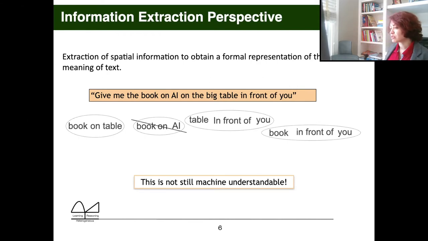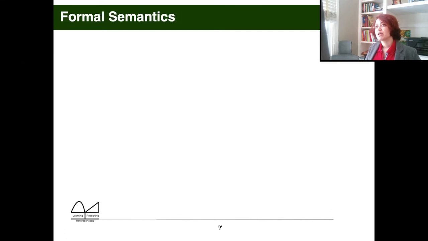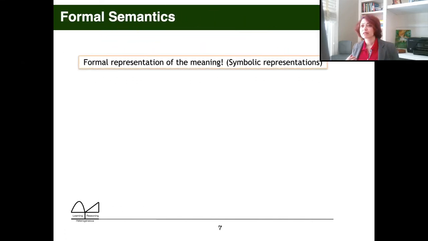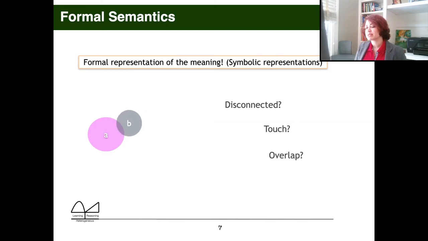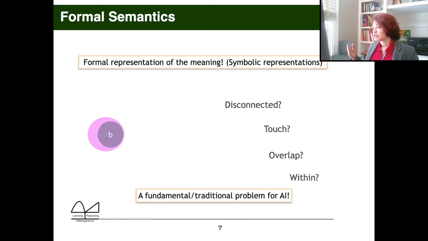If this extraction is helpful to be able to give the machine the actual meaning, it's still not operatable. The machine cannot operate on these extractions. So that's why classically we are thinking about formal meaning representation or symbolic meaning representation. That means thinking about objects as lines, points, or some n-dimensional objects, and then thinking about how formally we can represent their relationships. This is a traditional and classic problem in AI.